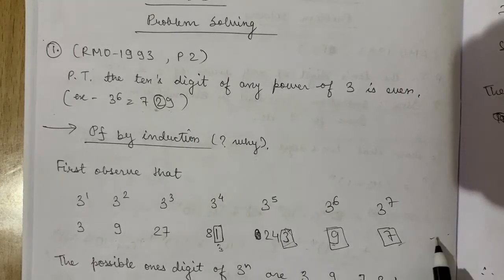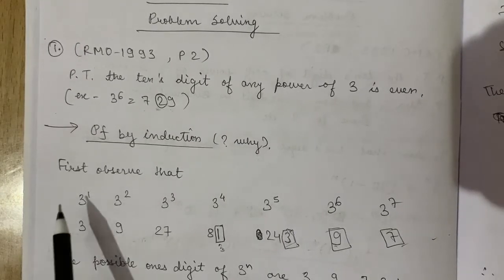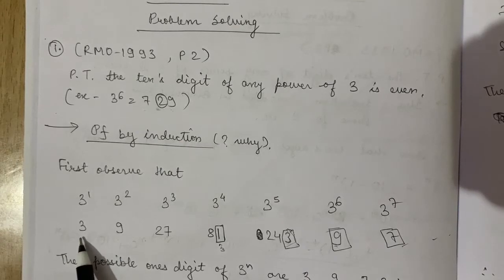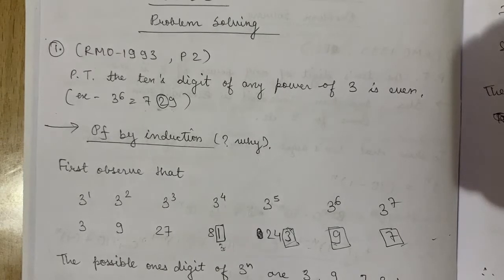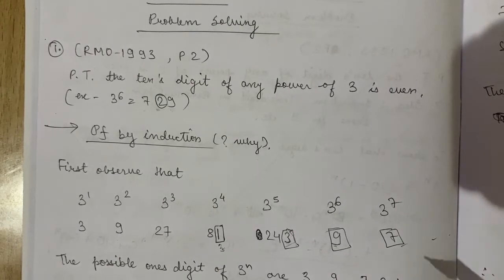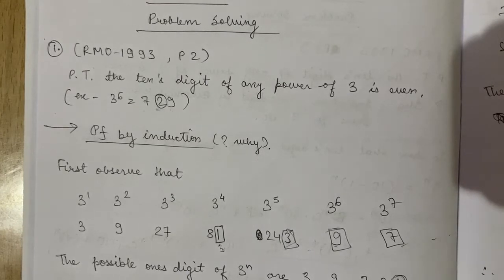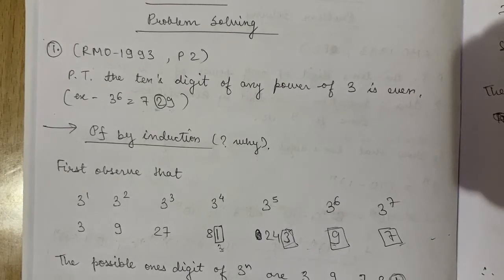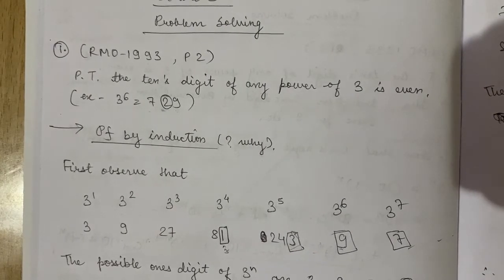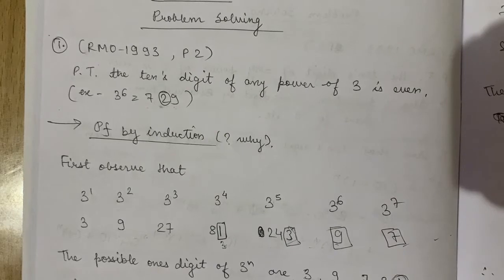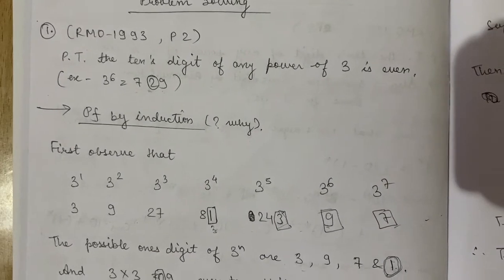So this pattern will repeat itself. The ones digit of any power of 3 would be 3, 9, 7 or 1. These are the only ones digits possible. The important point is, because this 1 comes at 3 to the power 4, that's why this cycle repeats itself. This 3, 9, 7 and 1 cycle repeats itself. Now let's continue.